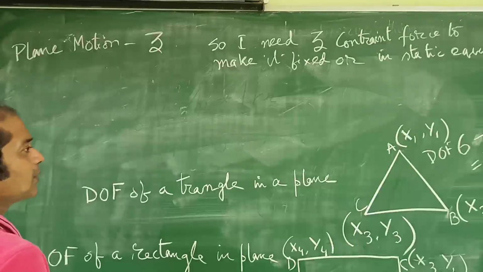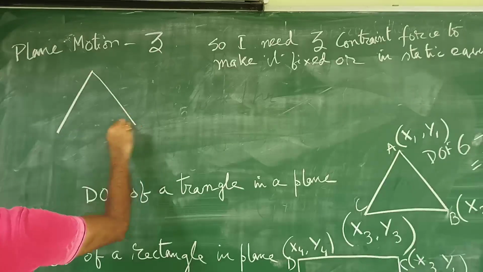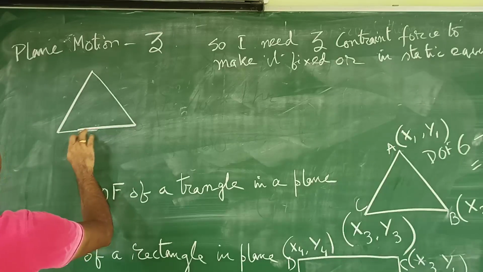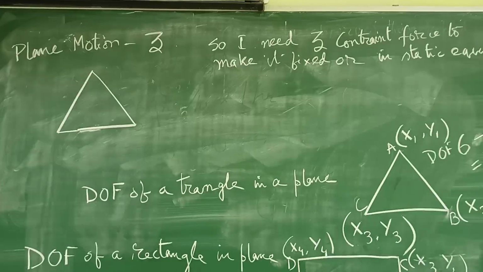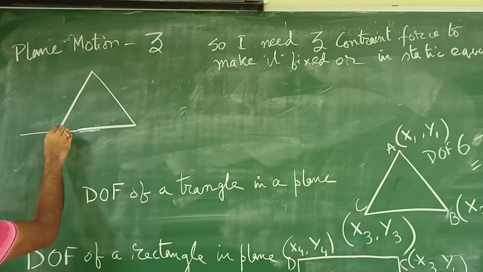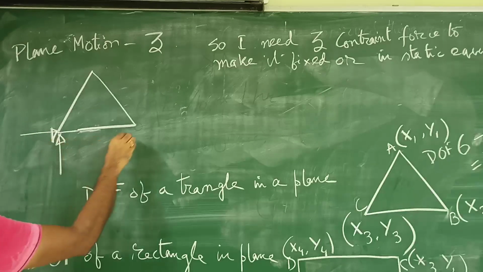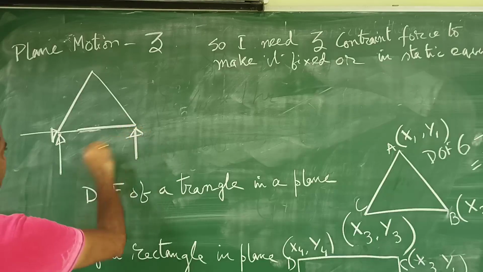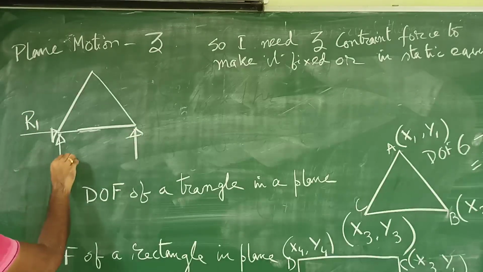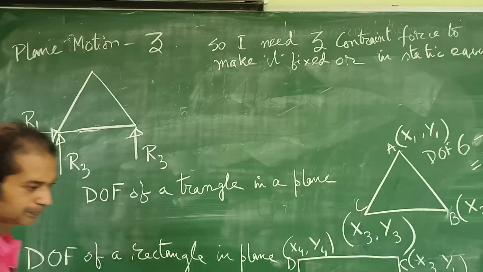Now, for example, let's consider, you just take this triangle. So what are these 3 constraint forces? It could be like this, it could be like this, and it could be like this. So you are going to get R1, R2, and R3.